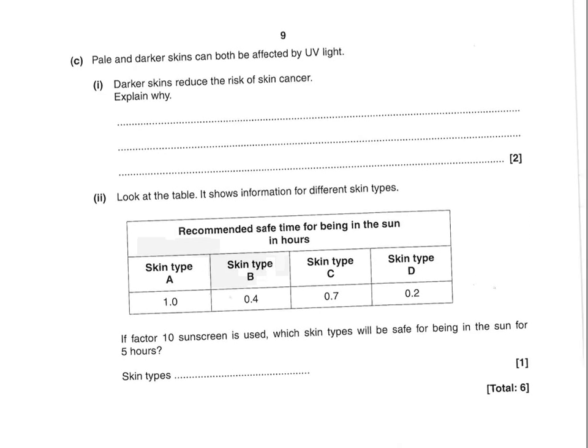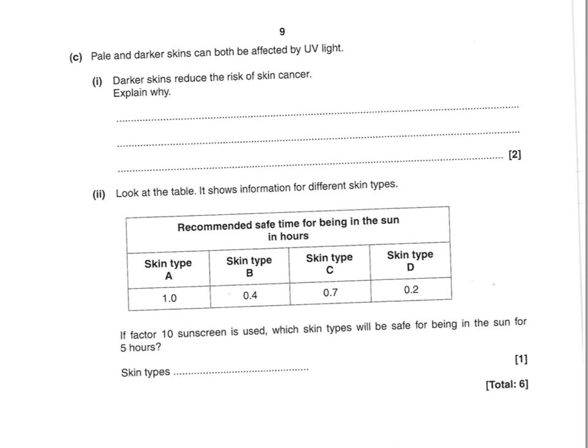Pale and darker skins can both be affected by UV light. Darker skins reduce the risk of skin cancer. Explain why. So, first mark for saying that darker skin absorbs UV, and therefore it lets less UV reach the tissue below the skin. So 1 mark for saying it absorbs the UV light, 1 mark for saying it therefore lets less UV reach the tissue below the skin.